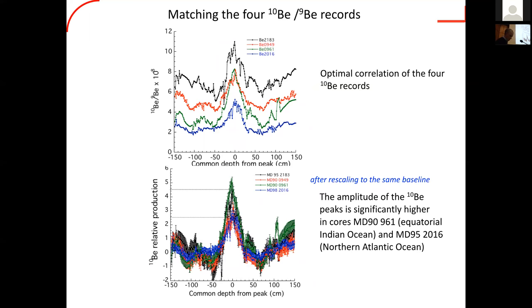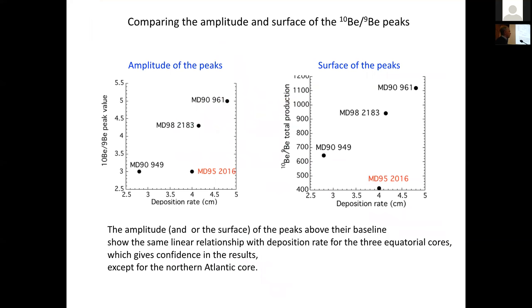So one way of checking that is to calculate either the height of the peak or the surface of the peak. There are two different ways of looking at that. And if we do that, we see that three of these records are perfectly aligned, whatever the calculation, and the fourth one is clearly offset. The first one is a record that comes from the Northern Atlantic. So we could consider that because it comes from a different area, it could be characterized by a different response of the beryllium.